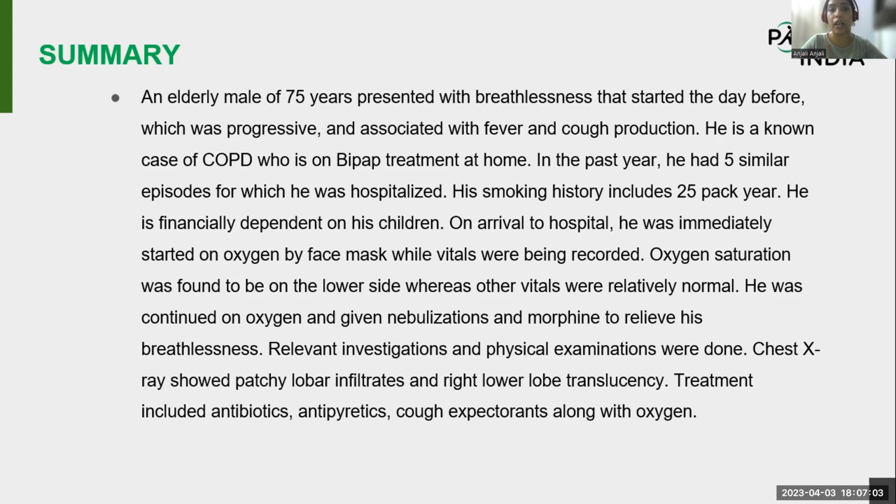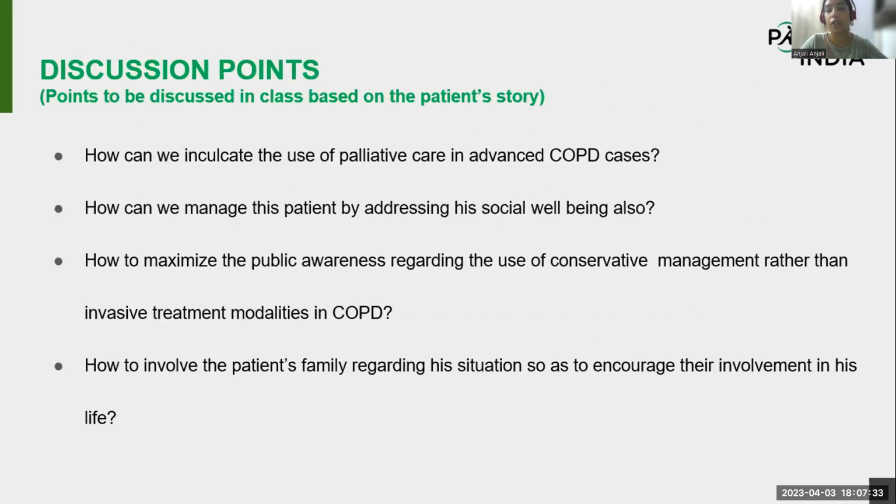He was financially dependent on his children. On arrival to hospital, he was immediately started on oxygen via face mask, and vitals were recorded. Oxygen saturation improved after giving oxygen. He was continued on oxygen, given nebulization and morphine to relieve his breathlessness. Relevant investigations and physical examinations were done, and chest X-ray showed patchy lobar infiltrates and right lobe translucency. Treatment included antibiotics, antipyretics, and cough expectorants along with oxygen.